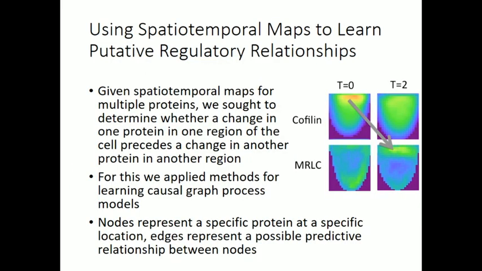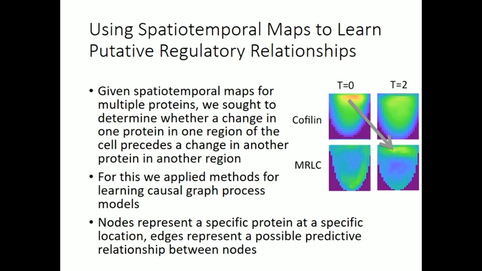And so what we're interested in doing was to go beyond this and to try to learn relationships between the distribution of one protein at one time and another protein at a different time, in an attempt to find changes in the distribution of protein at one time that lead to changes in the distribution of another protein at another time, okay? And so the way in which we did that is we used what are generally called causal graph process models.